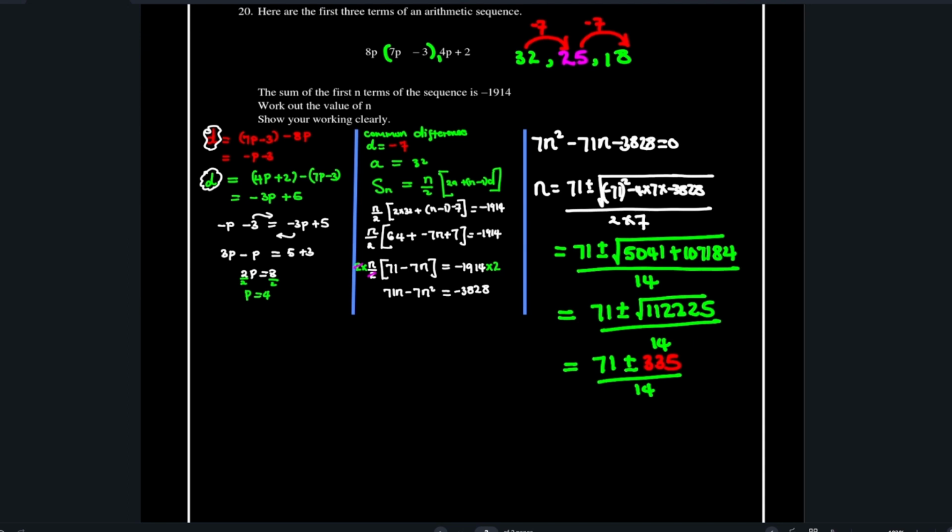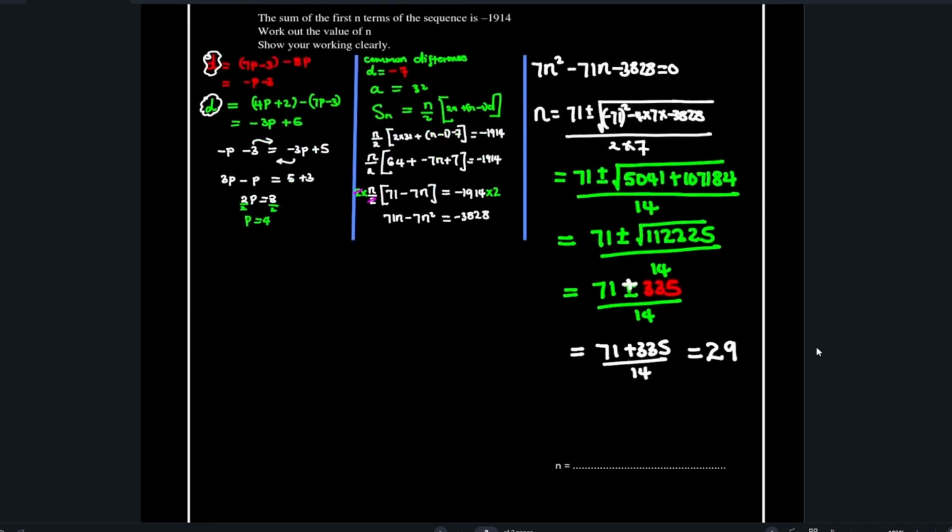We take the positive value because there's no way the number of terms can be negative. So it will be 71 plus 335 divided by 14. If you work this out, we get our answer as 29. This was 29, the sum of 29 terms is the one that gave us negative 1914. Also, this is a decreasing sequence. Whenever you have a negative common difference, it means a decreasing sequence.